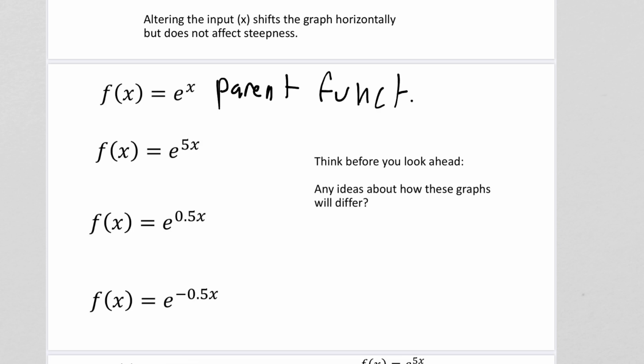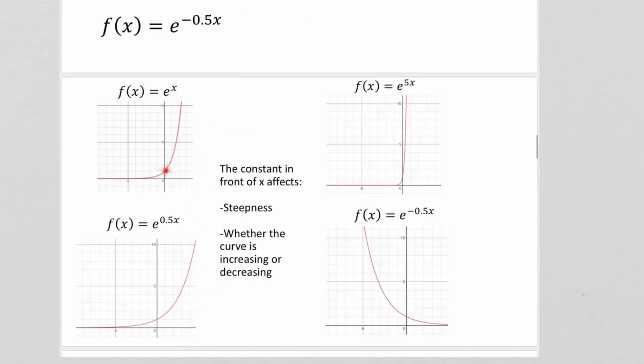So then what's going to happen if we do 5 versus 0.5 versus negative 0.5? Give that a thought. Parent function, again, we've already talked about how e to the 5 is going to be steeper, right? Well, what if we take this 5 and we make it a number smaller than 1, like 0.5? Well, now that makes this graph less steep. You can see the exponential increase is more gradual compared to the parent function.